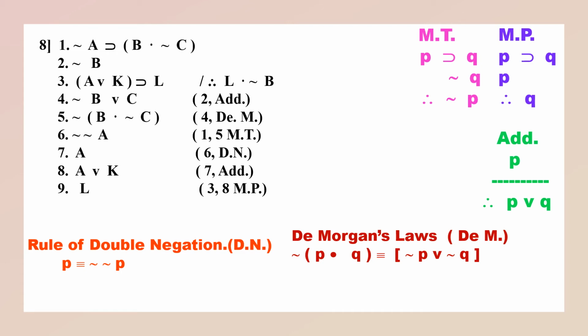Get L. Now you need to join L with not B. That is the rule of conjunction. P, Q, therefore P and Q. L, not B, therefore L dot not B. Nine and two, conjunction. Thus we have arrived at the conclusion.